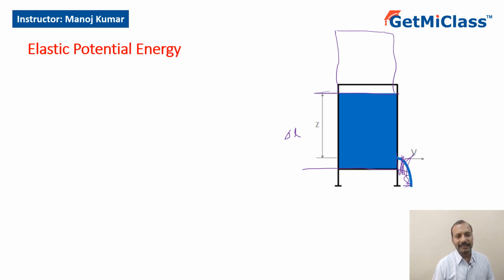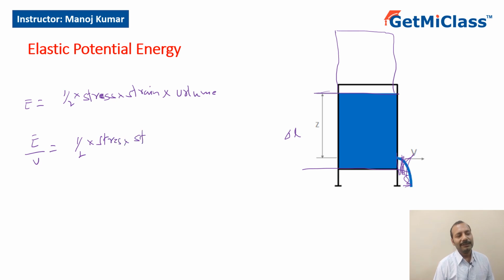If I want to find out the energy stored in this, I will not get into the derivation of it, I will directly say that the elastic potential energy stored in an object is given by half into stress into strain into volume of the object. What is volume? Area into length. So this is energy. Now energy per unit volume is given by half into stress into strain. This is called energy density.